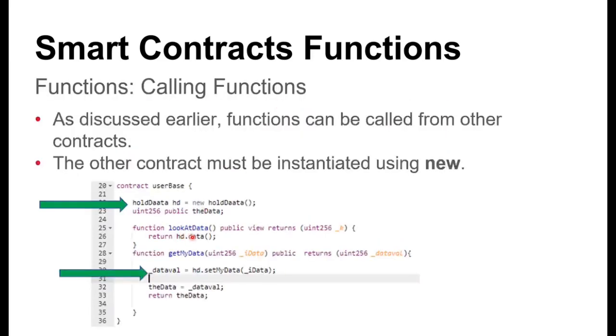And we can see that we're actually returning it right here. So this is a different contract, but we're actually able to call that public integer from the HD contract, or hold data contract.